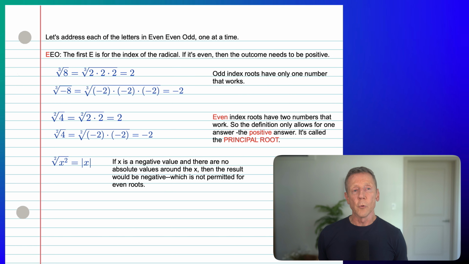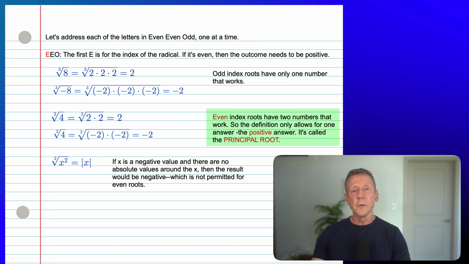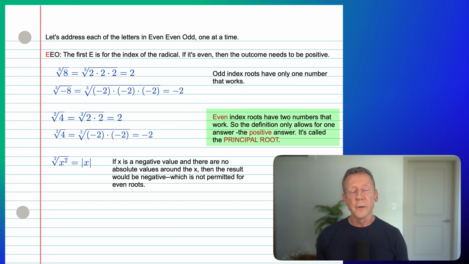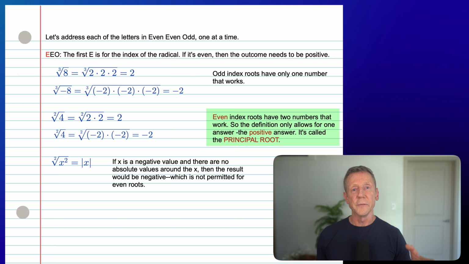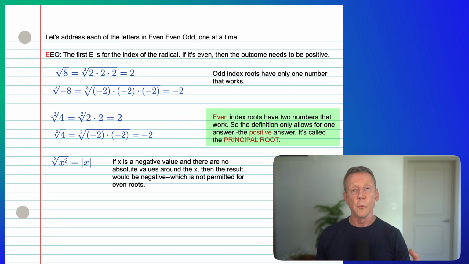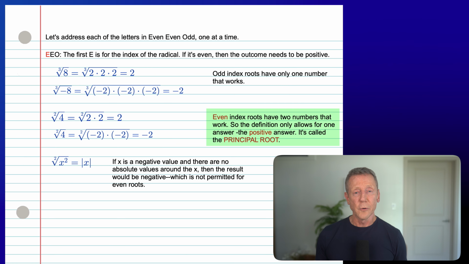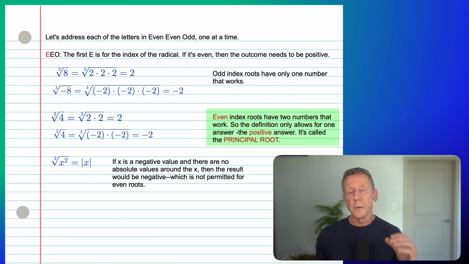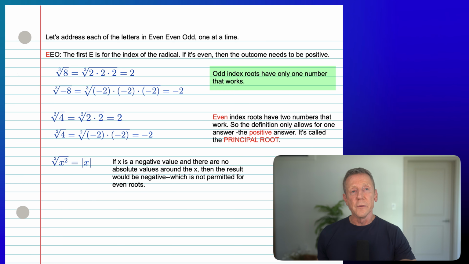But now let's look at the square root of 4. How can we get the 4? We could do 2 times 2, in which case the outcome would be 2. But we could also get it by taking negative 2 times negative 2, in which case the outcome would be negative 2. The catch, though, is that with an even index, the definition of radicals says only include the positive answer. That is called the principal root. So because there are 2 possibilities, the definition says only include one of those. With the odd indexes, there's only one possible outcome, so there's no restriction on those.